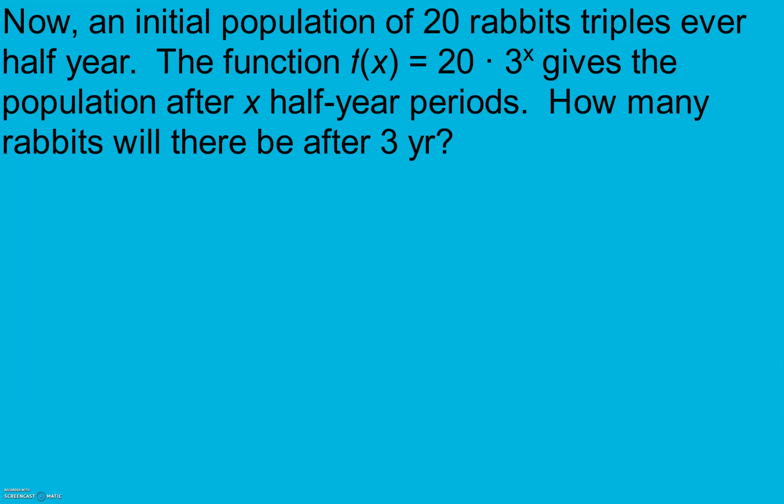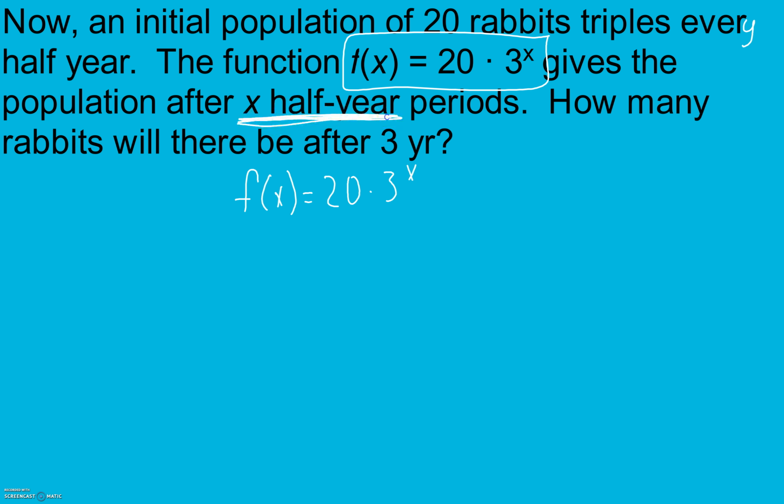Now, an initial population of 20 rabbits triples every half year. The function f of x equals 20 times 3 to the x power gives the population after x half-year periods. How many rabbits will there be after 3 years? So again, we have our function f of x equals 20 times 3 to the x power. And x is in terms of half years.